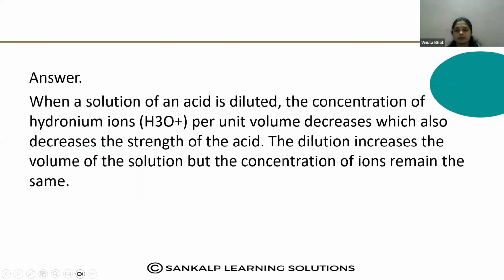Yes, this is the answer. When a solution of acid is diluted, the concentration of hydronium ions per unit volume decreases, which also decreases the strength of the acid. The dilution increases the volume of the solution, but the number of ions remains the same. That is the answer.